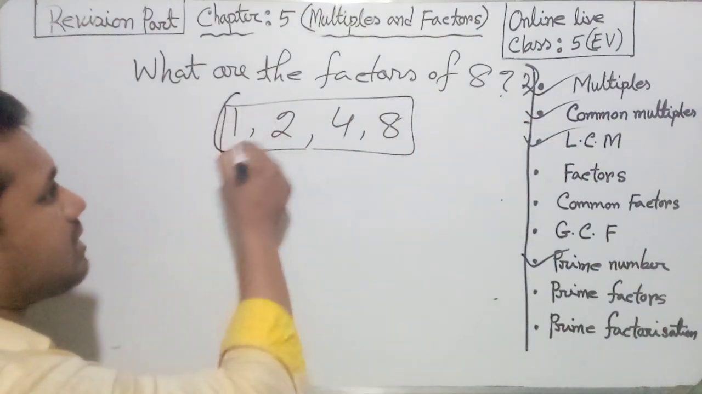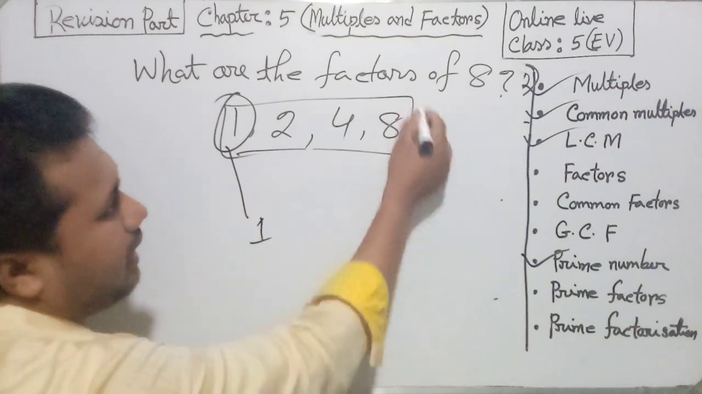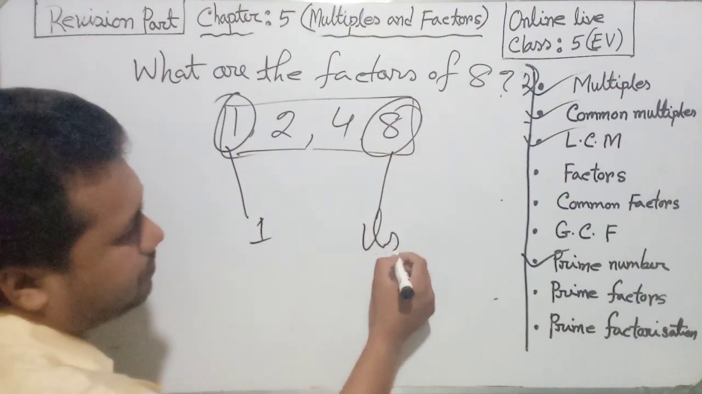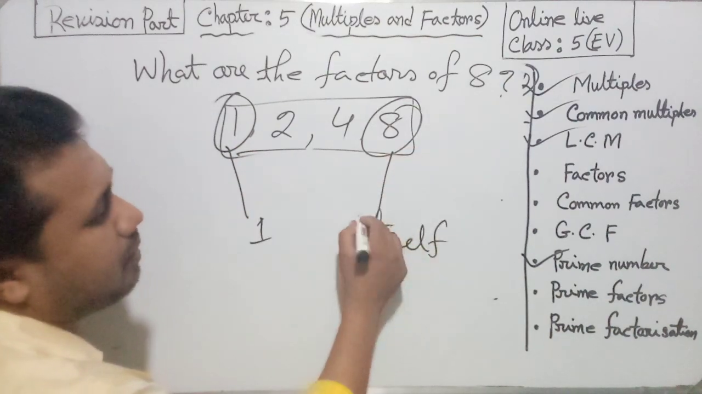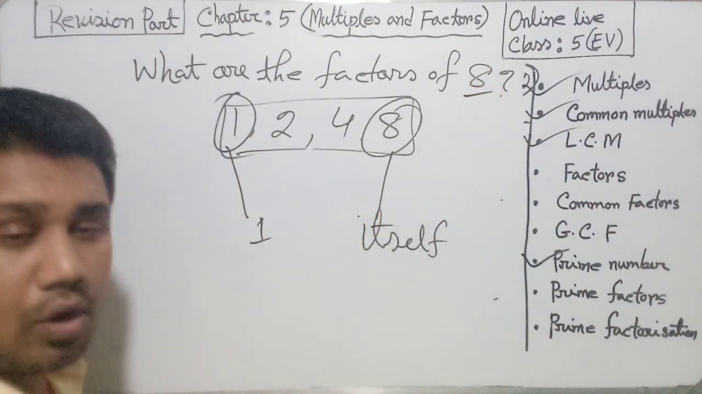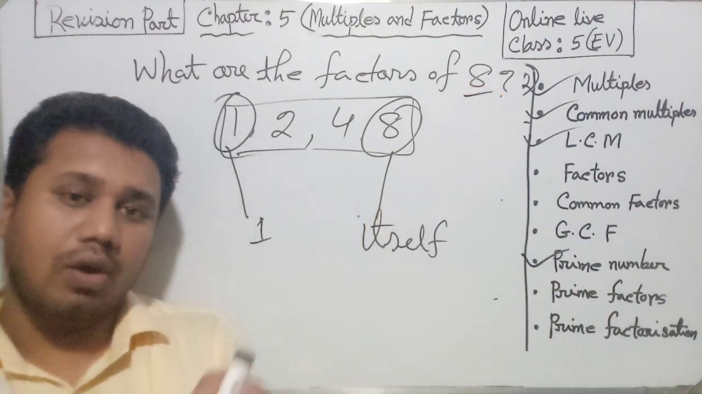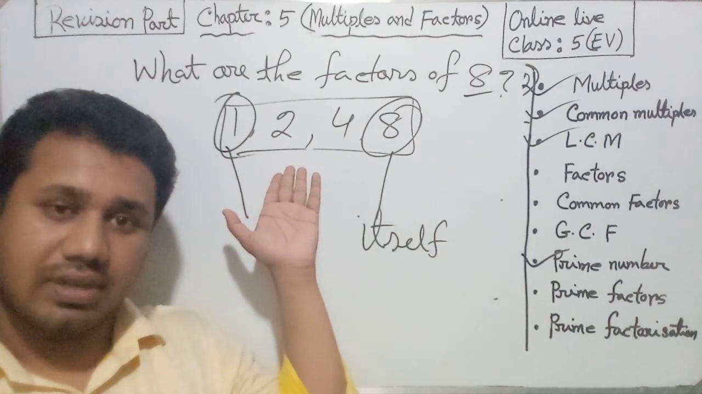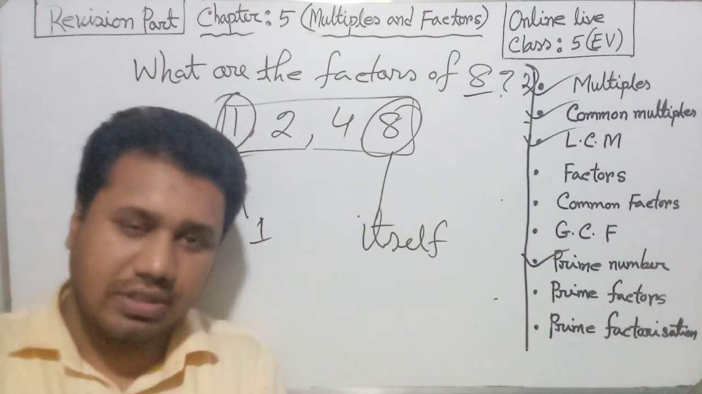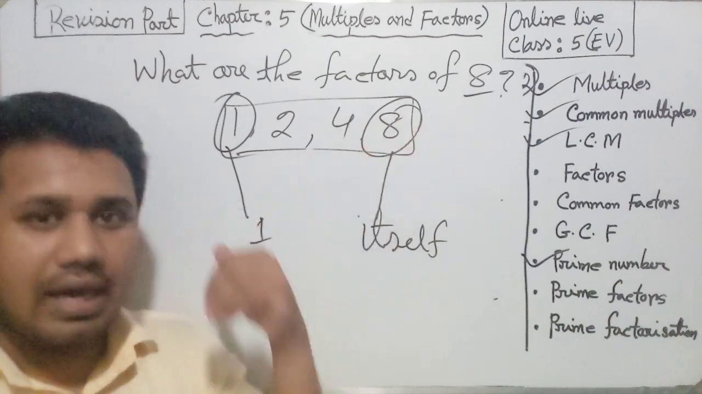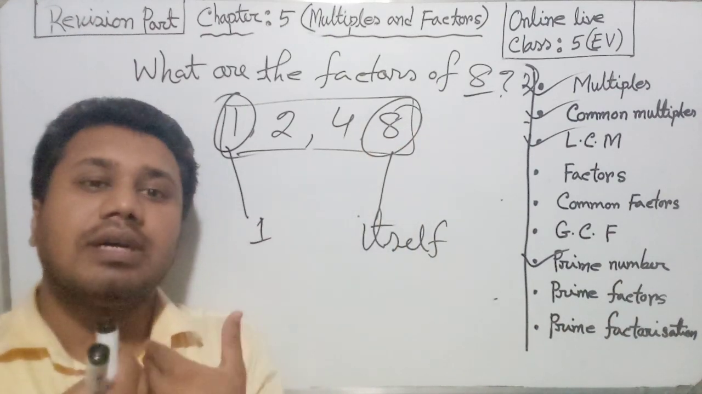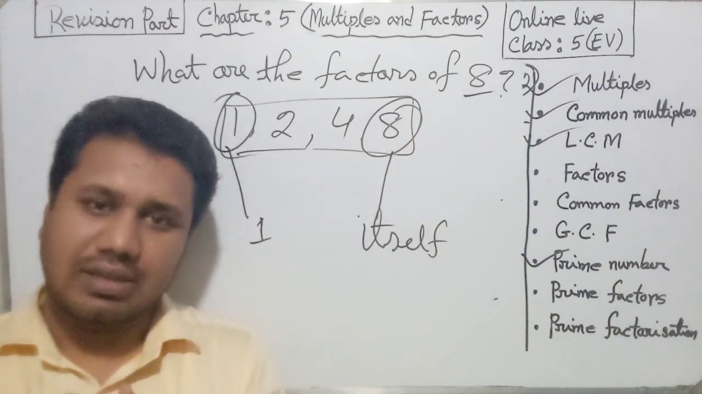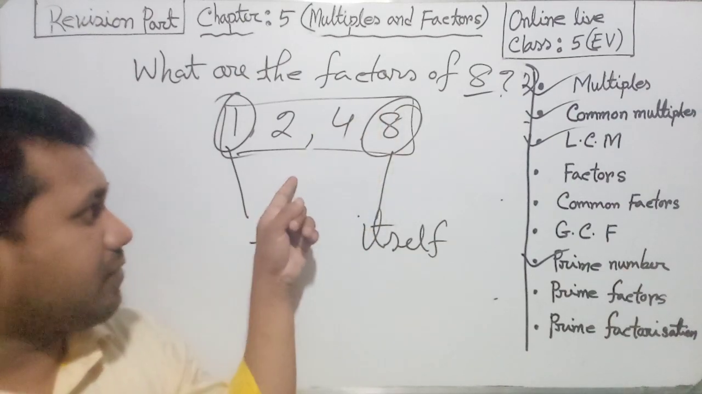Look, 1 and itself, the given number, they will always be included within the factors. Clear? So what are factors? A factor is a number that can divide the given number without any remainder. So these are our factors.